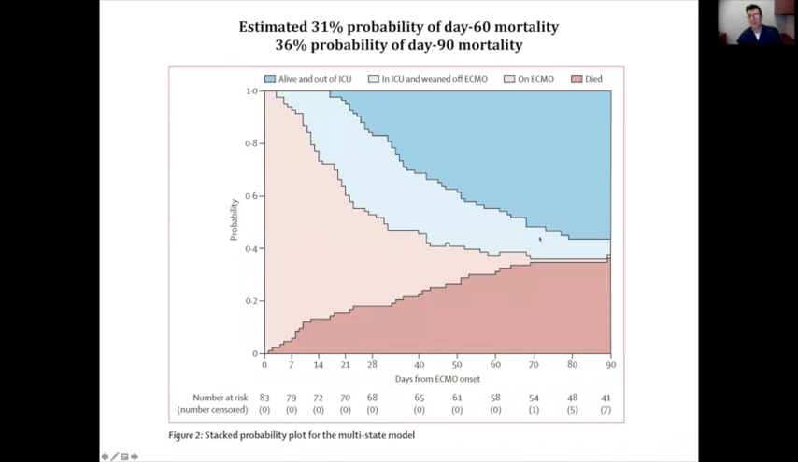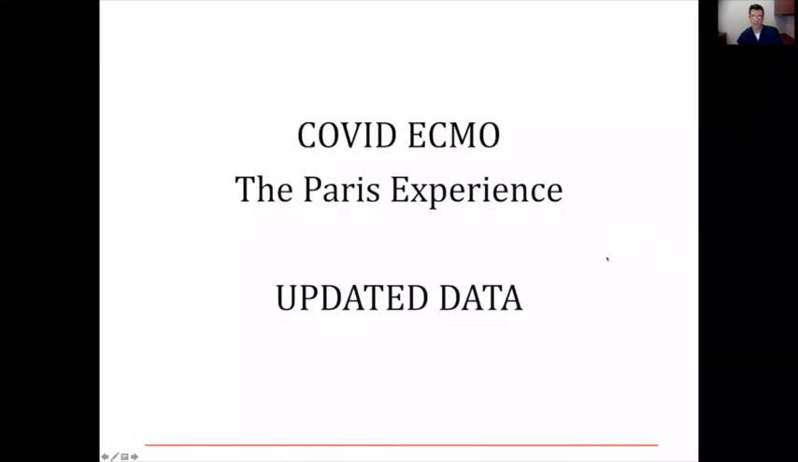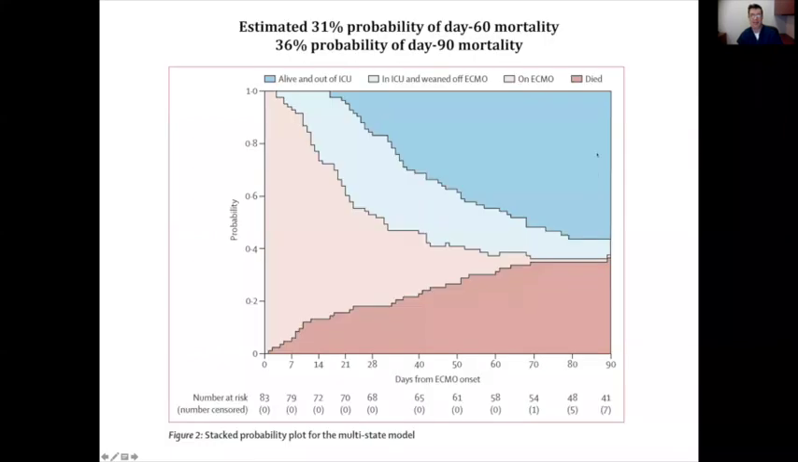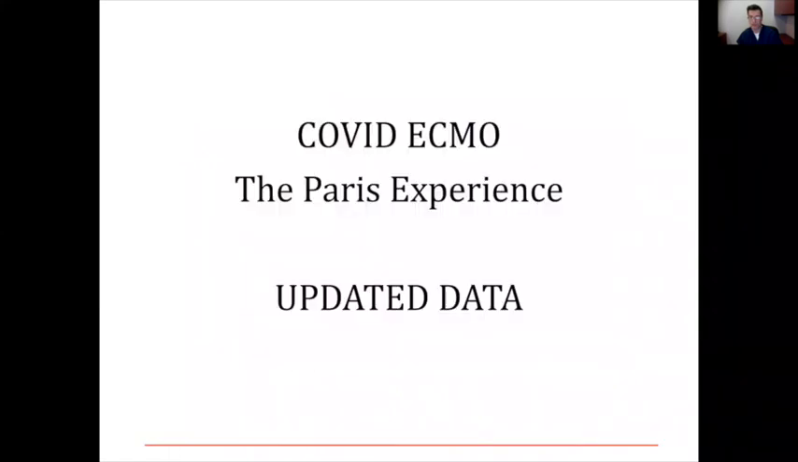Here are those in the ICU and weaned off of ECMO, still in the ICU. And these are the ones who remain on ECMO, so very few by the time they're reporting the data. The estimated probability of mortality at 60 days was 31% and 36% at 90 days. So very similar to EOLIA.